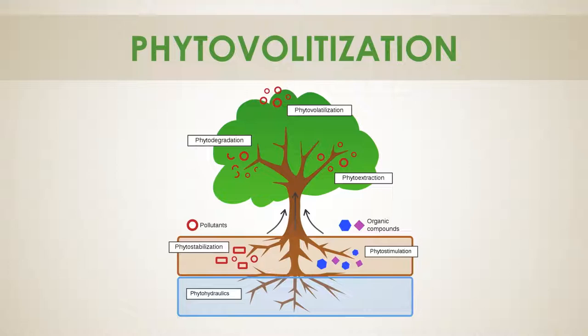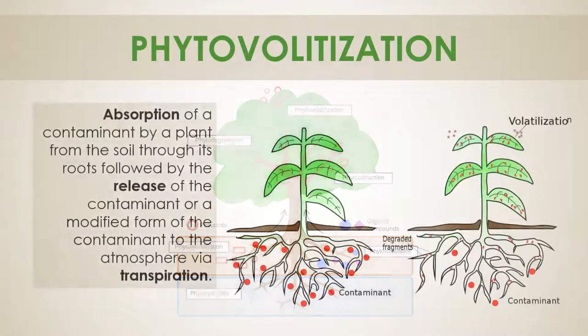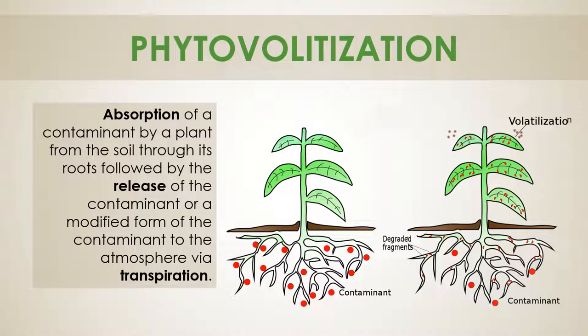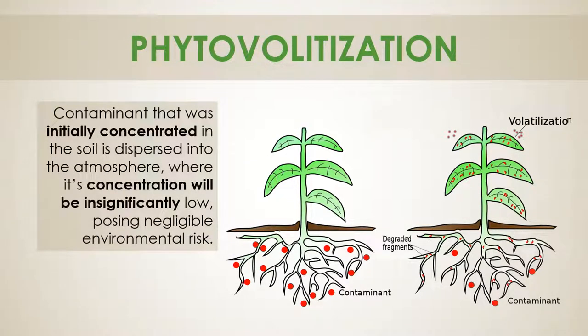At the top of this diagram, we have phytovolatilization. What is phytovolatilization? This refers to the absorption of a contaminant by a plant from the soil through its roots, followed by the release of that contaminant or a modified form to the atmosphere through transpiration. So this makes use of the plant's process. A lot of plants are like straws. They're sucking up water from the ground and transpiring water through their leaves. Sometimes as contaminants come up through them, certain physiological and metabolic processes in the plant can modify those contaminants, which were initially concentrated and more toxic in the soil. When they're released into the atmosphere, that concentration is much more diluted, and it renders their environmental risk negligible.